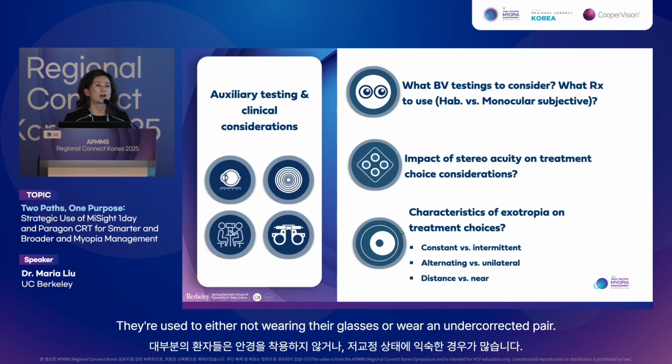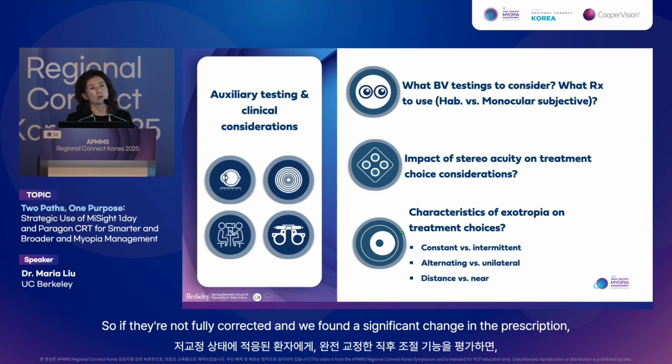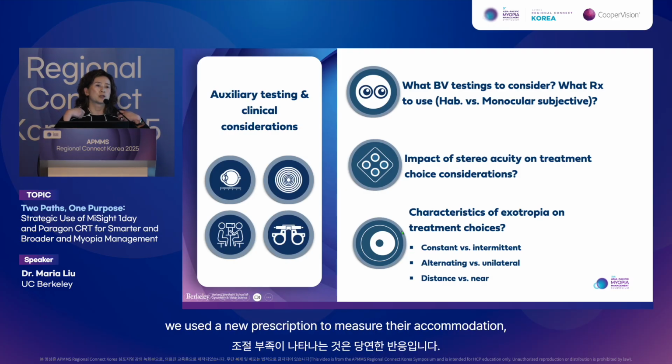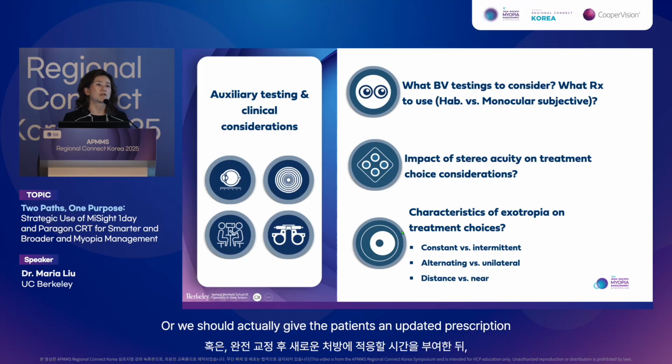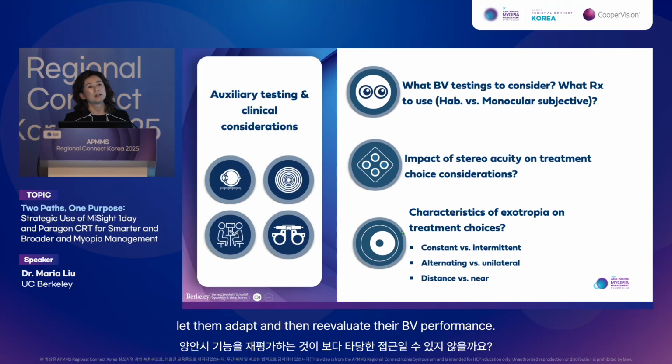They're used to either not wearing their glasses or wearing an under-corrected pair. So if they're not fully corrected, and we found a significant change in the prescription, we used a new prescription to measure their accommodation, no doubt they're going to have a lack of accommodation. So is this representing the true performance of the patients? Or we should actually give the patients the updated prescription, let them adapt, and then re-evaluate their BV performance.